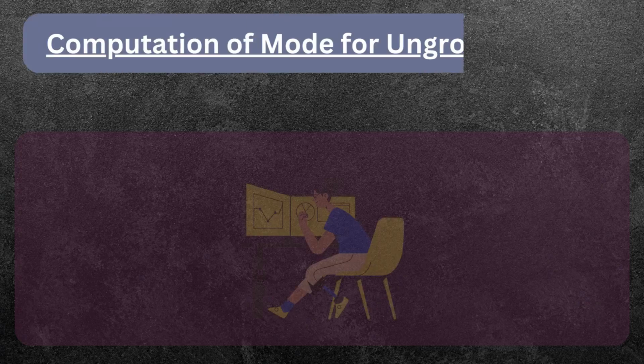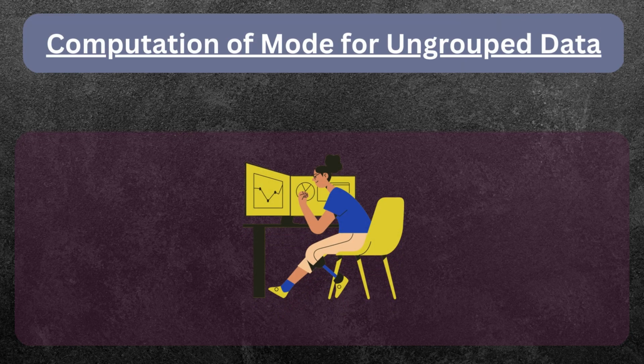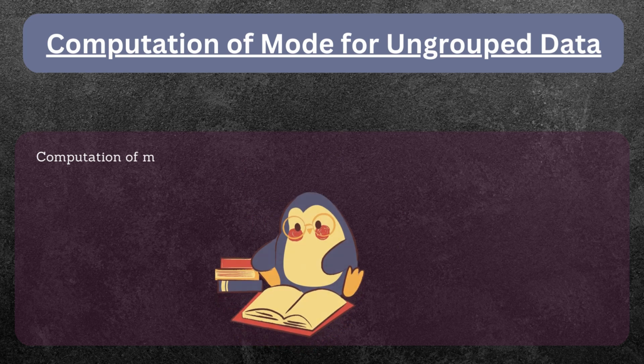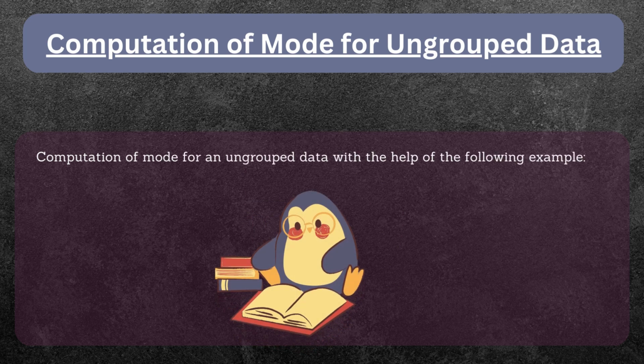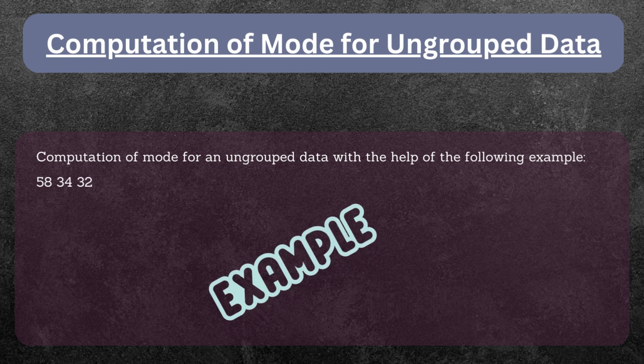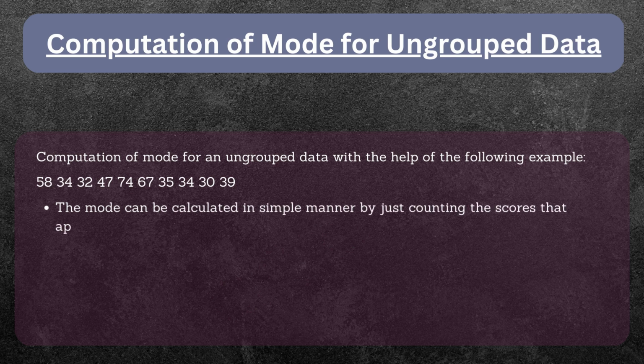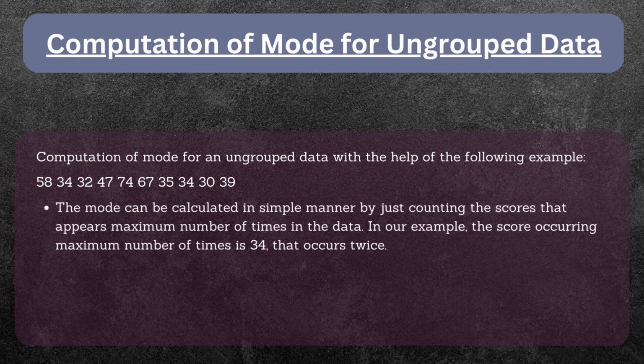Let me come to another important calculation, the mode, which we discuss with the help of ungrouped data and grouped data. For ungrouped data, you are aware that the data which occur most frequently can be considered as the mode of the distribution. So let me give you one example. The example is given on your screen. There is a set of data. The mode can be calculated in a simple manner by just finding the score that appears the maximum number of times in the data. In our example, the mode would be 34.